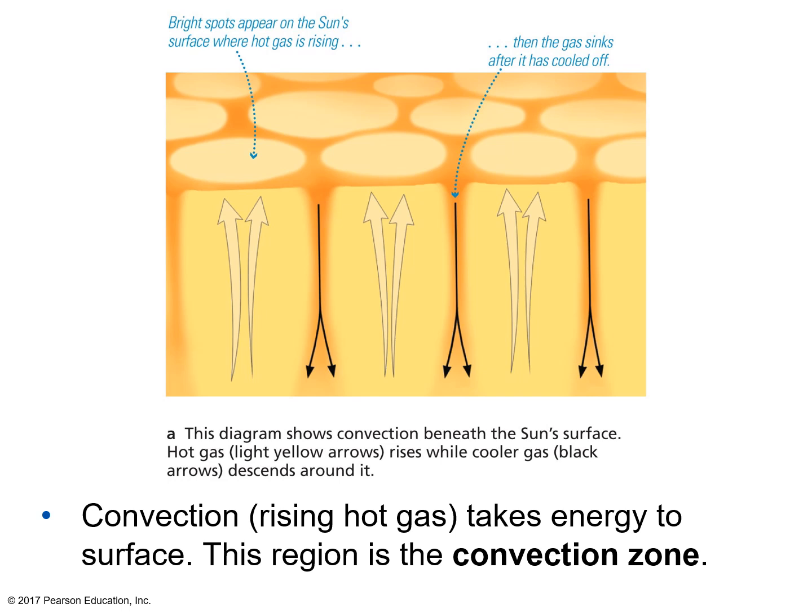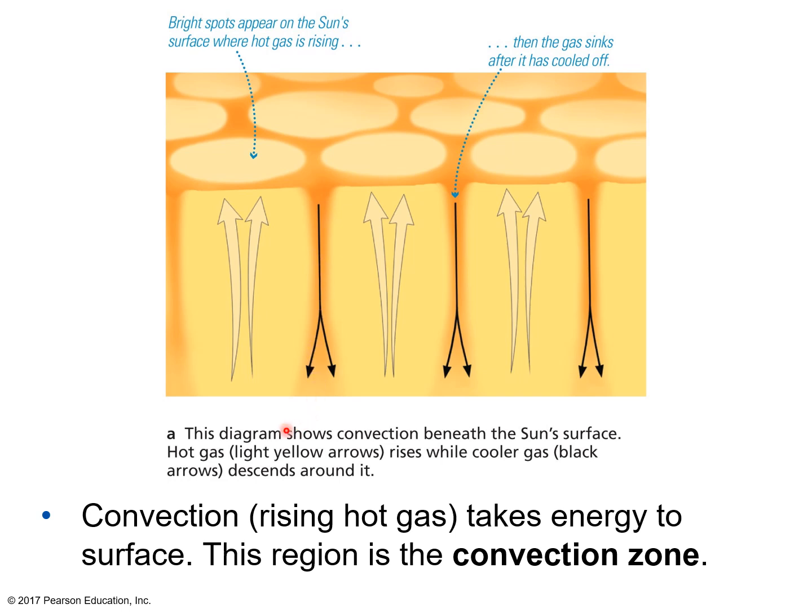Here we have a diagram of the convection zone. Remember, that's the region right above the radiation zone. This diagram shows convection beneath the sun's surface. Hot gas, shown by the light yellow arrows, rises. It gets up to the top, and then it cools off and then sinks back down. So the cooler gas, shown by the black arrows, descends around it.